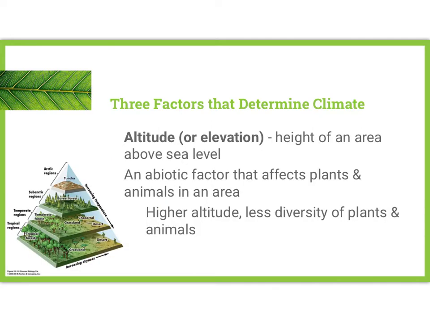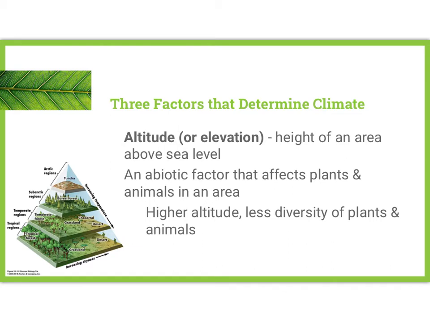Another factor that determines climate is the altitude or elevation. Like we just said in the topographical map, it might be important to know this. Altitude is the height of an area above sea level. So we always measure height above sea level. So the beach in Victoria would be considered 0 meters above sea level.